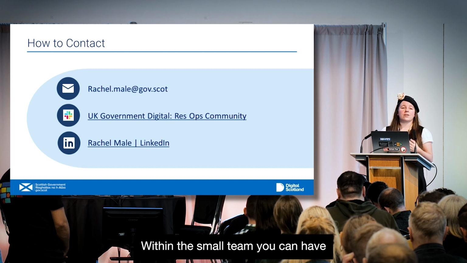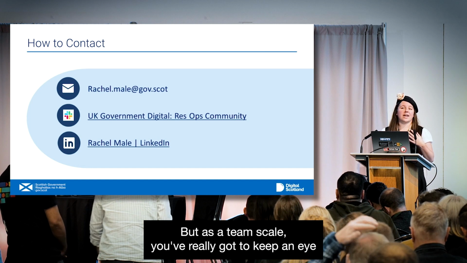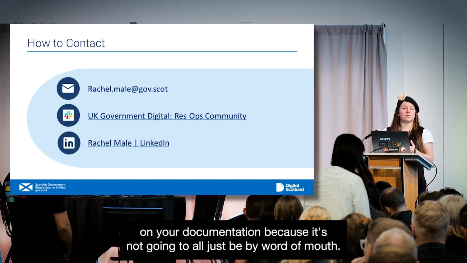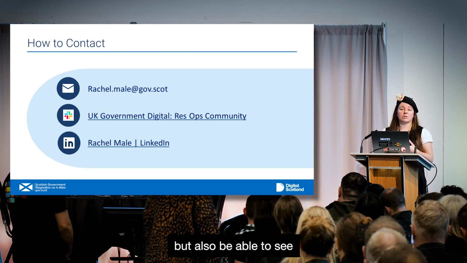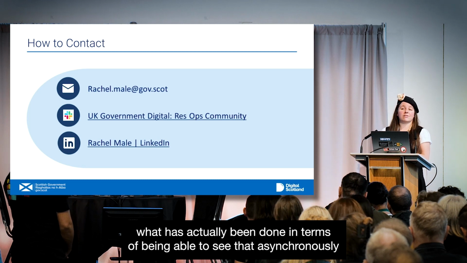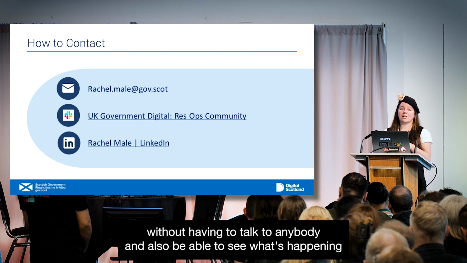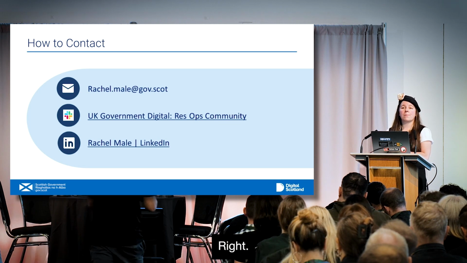Within a small team, you can have a great interpersonal relationship and kind of know what's going on. But as a team scales, you've really got to keep an eye on your documentation, because it's not all going to be by word of mouth. It's going to be those informal conversations, but also being able to see what has actually been done asynchronously, without having to talk to anybody, and also being able to see what's happening across teams. Does that help answer your question?